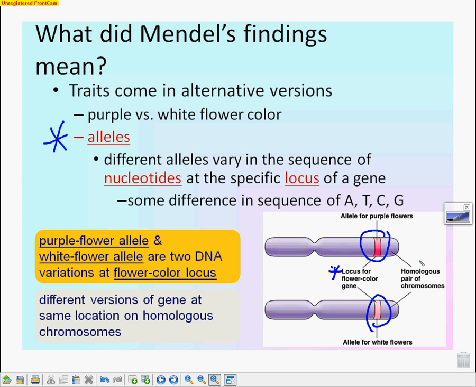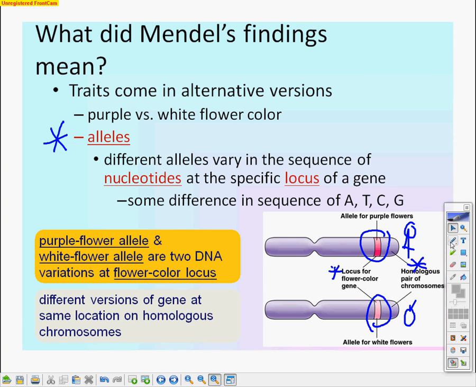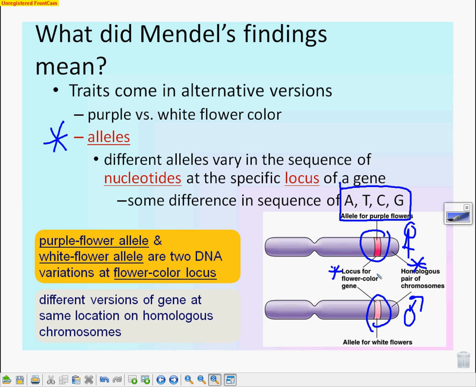And again, just like our talk with meiosis, make sure you understand that we're looking at homologous pairs of chromosomes, one coming from the mother or the female part of the plant, and another one coming from the father or the male part of the plant. So what this means is if we go back to our molecular work, there must be a different sequence of our adenines, thymines, cytosines, and guanines on these locations.